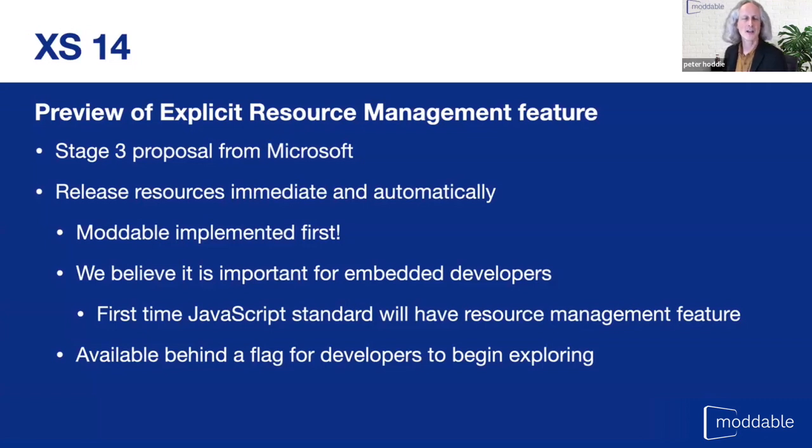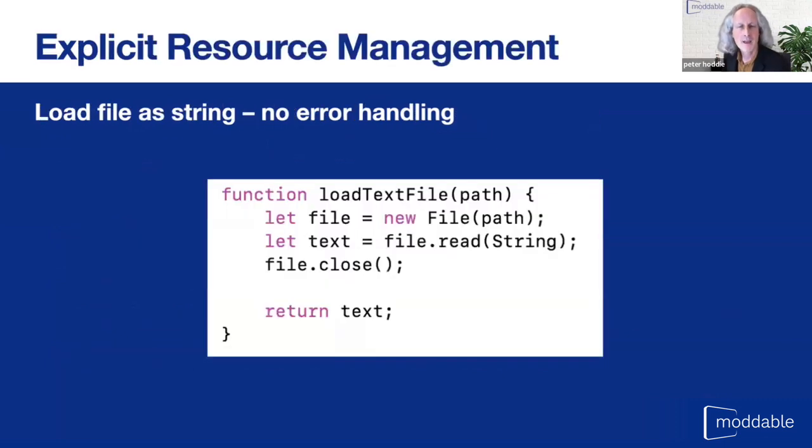The idea is that when you're writing code, the Explicit Resource Management feature will take care of automatically freeing a resource when you're done using it. And as you know, on embedded systems, resource management is really important because resources are really limited. And so anything that makes it easier to manage resources, we think is really important. So I'm just going to give you the quickest look at what this feature might mean in your code. So today you might write some code like this, where you want to open a file, read a string out of it, and close it.